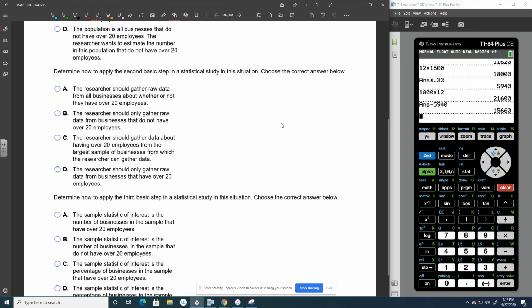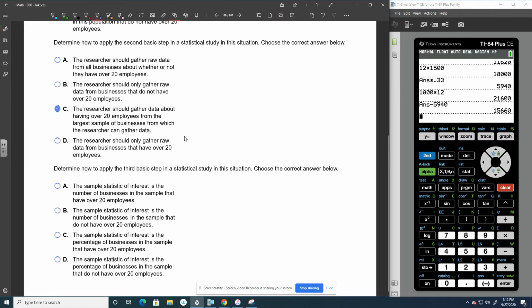Determine how to apply the second step. So in step 2, the researcher should gather raw data. The researcher should only gather raw data. The researcher should gather data about having 20 employees from the largest sample of businesses from which they can. Seems like the right answer. The researcher should only gather raw data from businesses that have over 20. No, he's trying to compare all businesses together. So asking as many as they can is a good method.